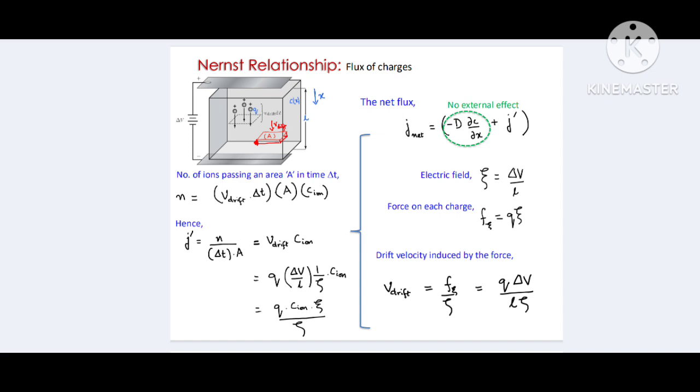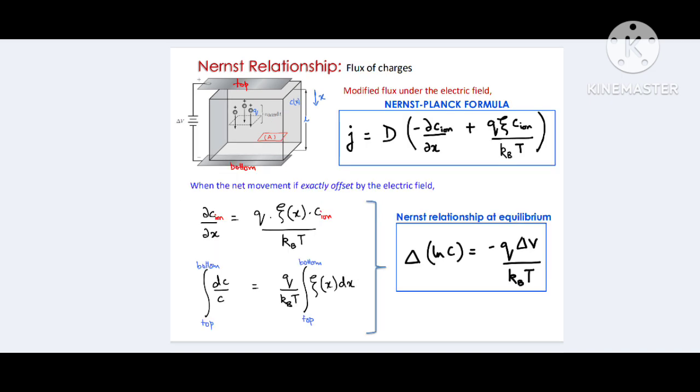Okay, I told you, this is probably the 4th time I am telling you, flux is number per unit time per unit area. So if you get this, your extra flux is V drift times C ion, and you can work it out and it will come to a form like this. So I plug it all in, I get my effective flux as this.